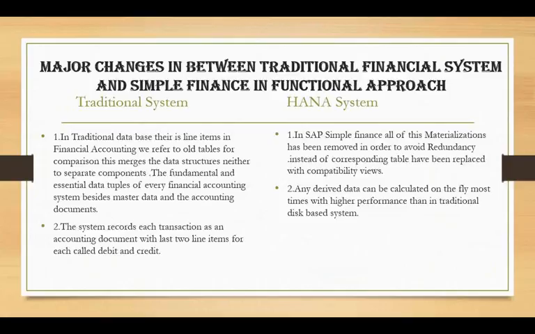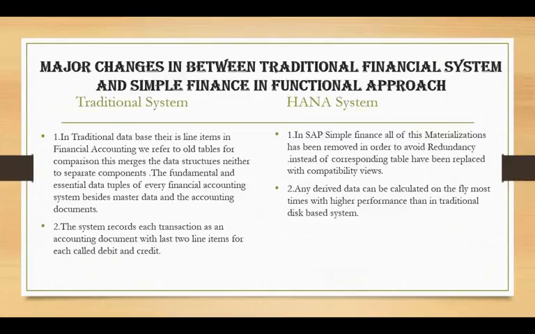So in the simple financial system, all materializations have been removed. That means here there is no redundancy. Whenever there is no redundancy, automatically the possibility of increasing the materialization is very easy. Instead, the corresponding tables have been replaced with compact views. In the traditional financial system we have a horizontal view, but in the new financial system, that means in the HANA database, this is a compact view. The system records each transaction as an accounting document with at least two line items, called debit and credit.